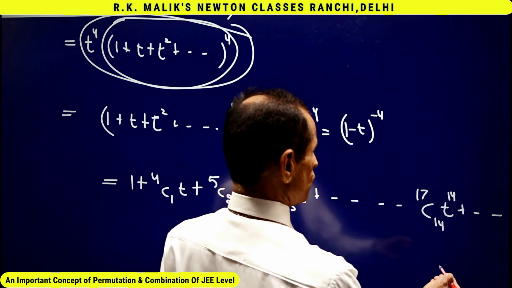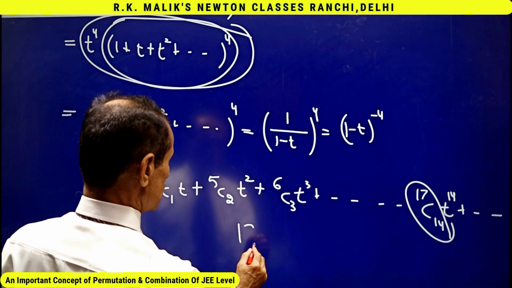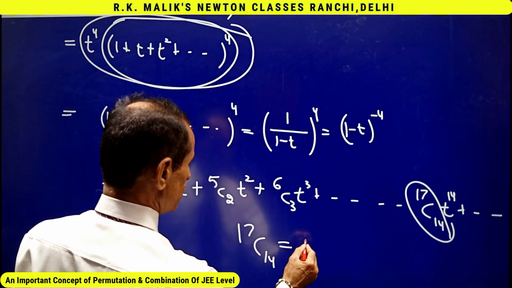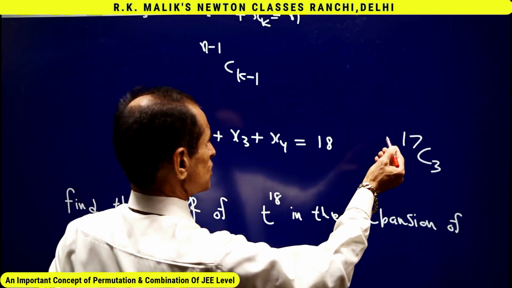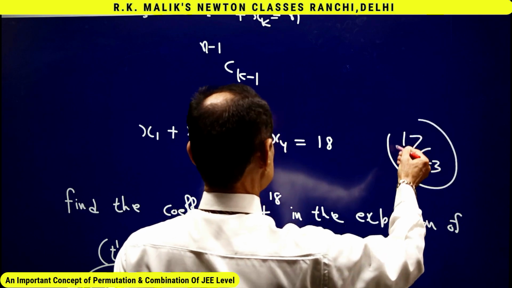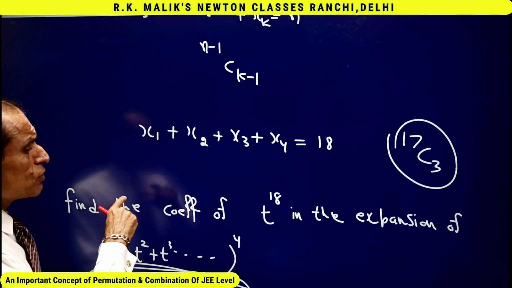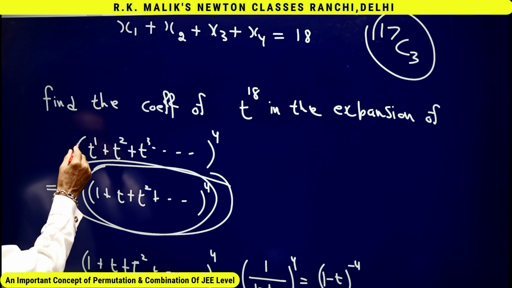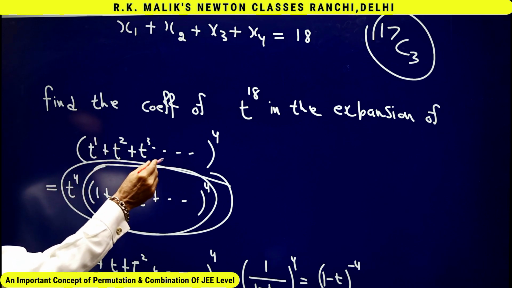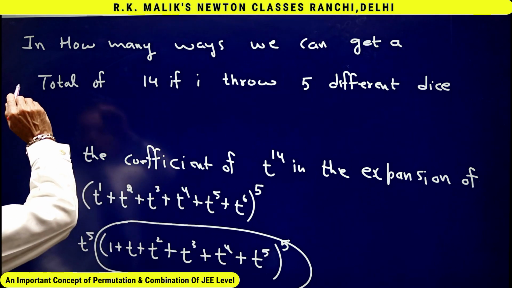That is, the coefficient of t to the power 14 becomes 17c3, which I told you by formula also. Had he told about the number of whole number solutions, then I would have started from t to the power 0 plus t to the power 1 plus t to the power 2 plus t to the power 3 and so on.